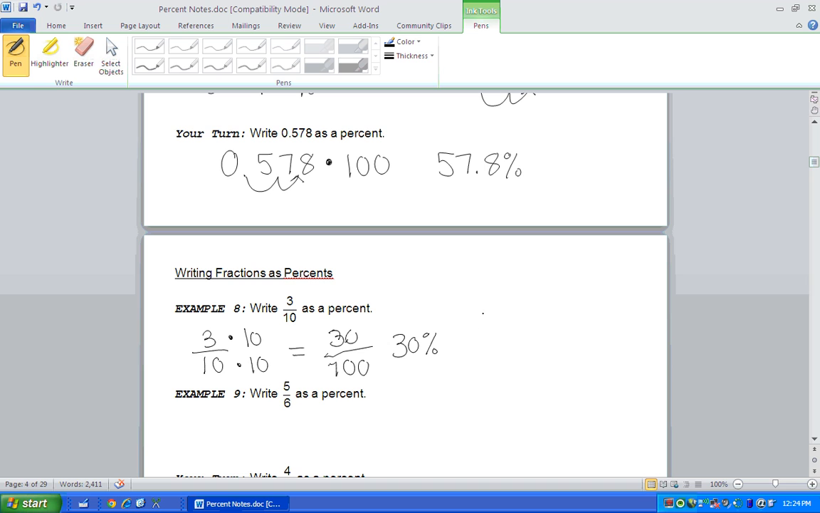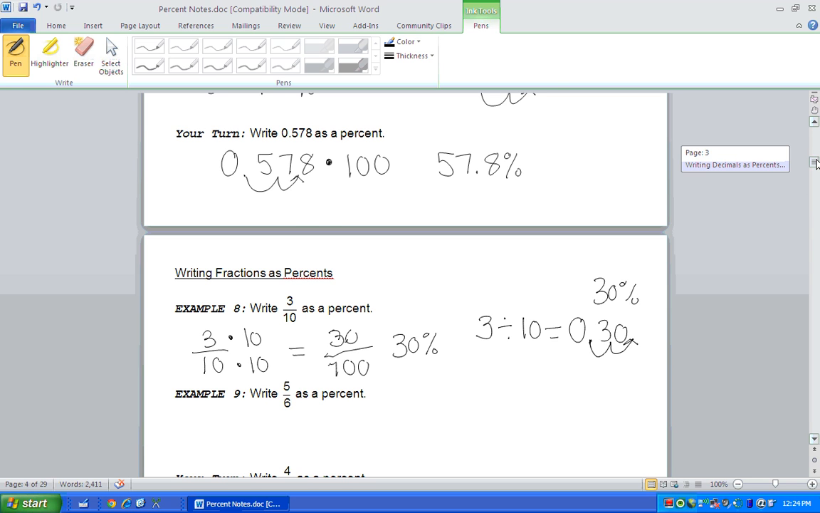Or you have that other option of knowing that the fraction bar means to divide. So you can change it to a decimal first, which would be 0.3. And then remember to change a decimal to a percent. You would move it 2 place values to the right, tenths, hundredths, and you would get 30%.